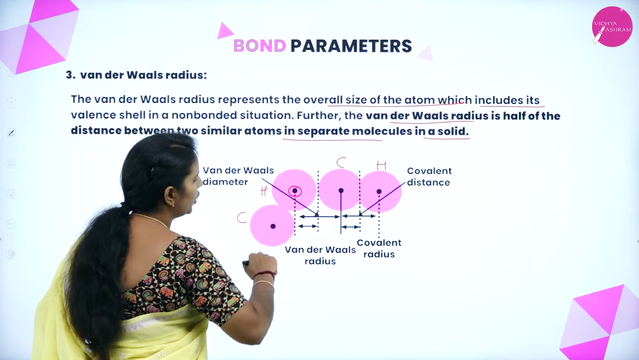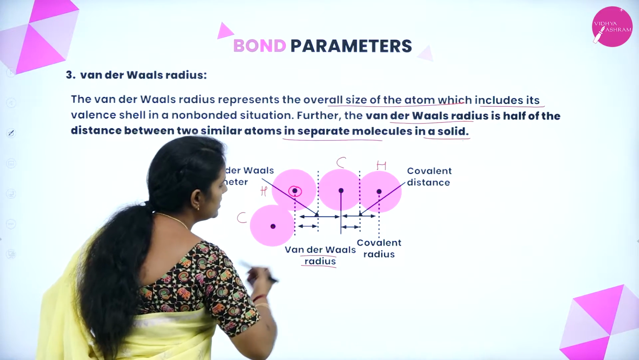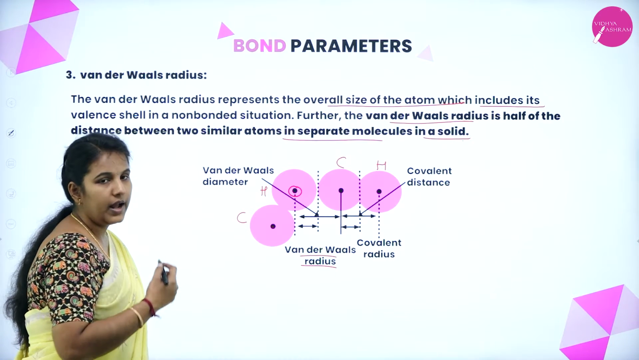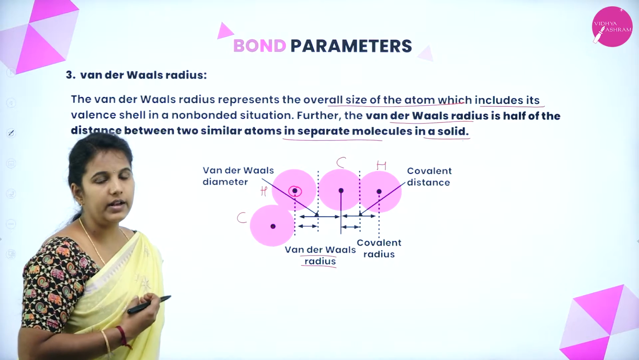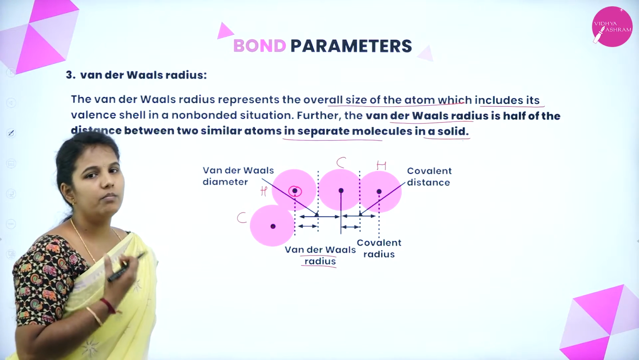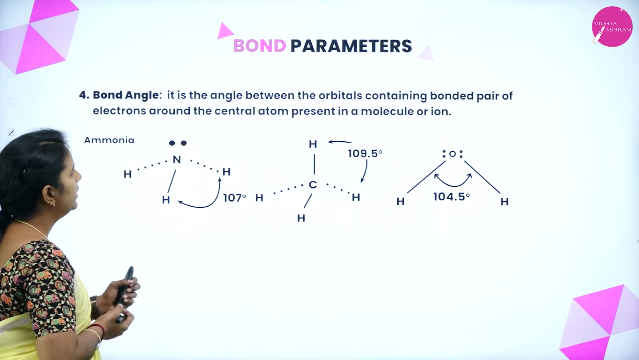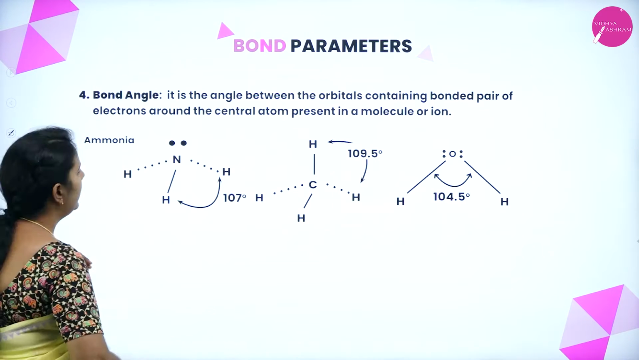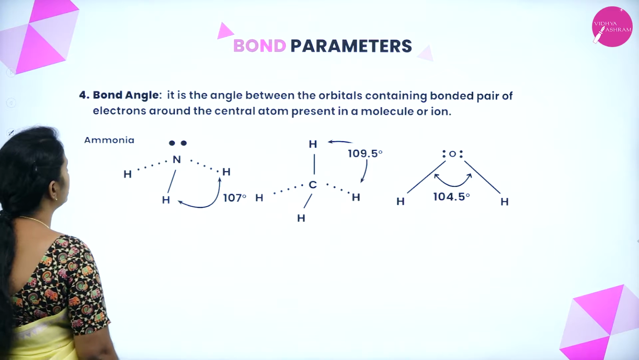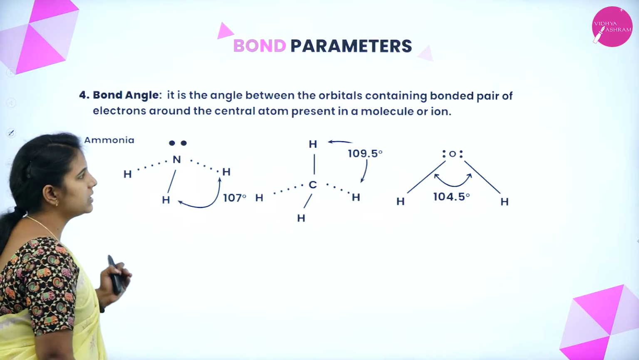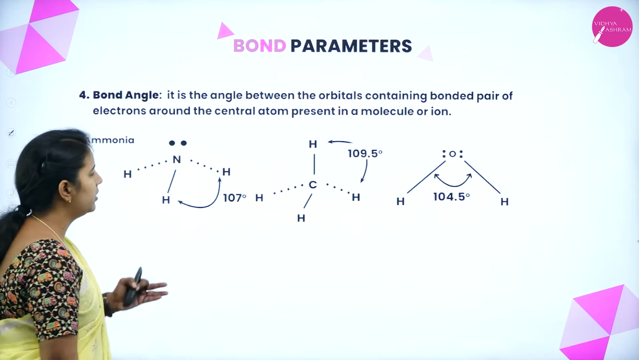The distance is what we are measuring, that is known as van der Waals radius, and it gives a clear picture about the overall size of an atom which is there in a bonding process. Next is bond angle. It is an angle between the orbitals containing bonded pairs of electrons around the central metal atom in a molecule or ion.